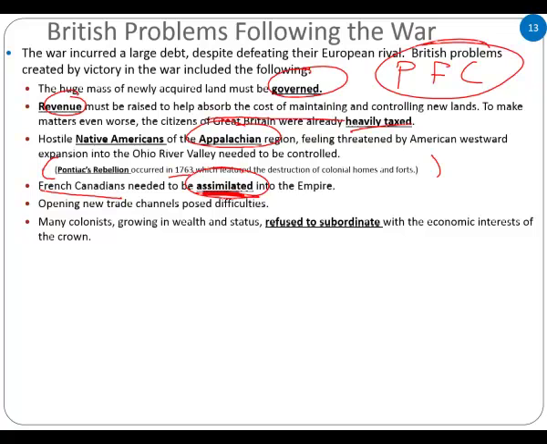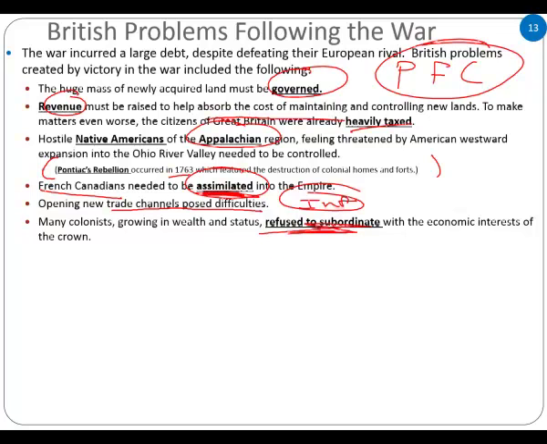You are now English citizens. You now have to adhere to English law, English customs. Yeah, right. That's not going to work. Continuing forward, new trade channels pose difficulties. Infrastructure, write that down. Infrastructure is a key component of trade. It is a key component of a nation's wealth as a whole. Colonists growing in wealth and status refuse to subordinate with the economic interests of the crown.